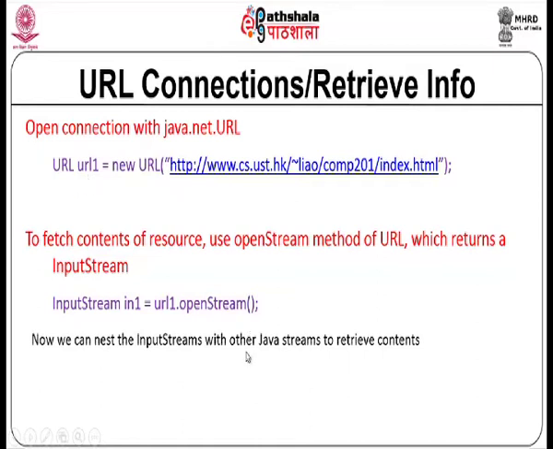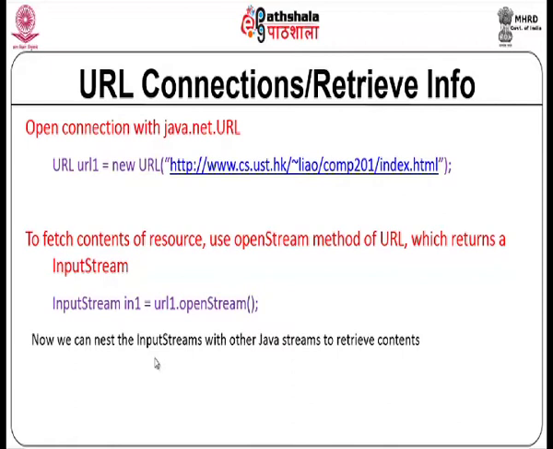To fetch the contents of the resource, we use the openStream method of URL, which returns an input stream. You can see that the URL object we have created is url1. So url1.openStream(), the method available within the URL class, is an instance method of the URL class. The URL object dot openStream returns an input stream object like in1. Now we can use this input stream with other streams available in Java to retrieve the contents.